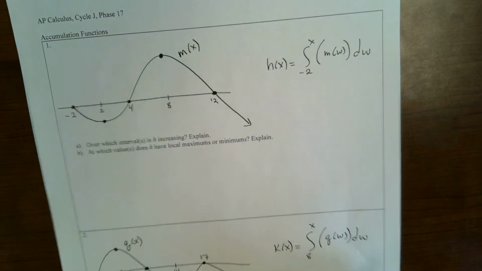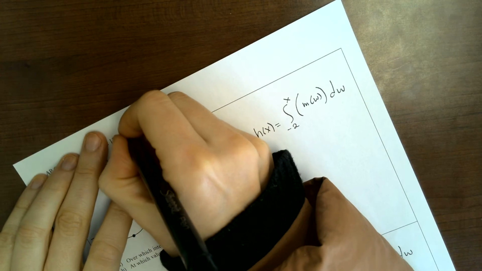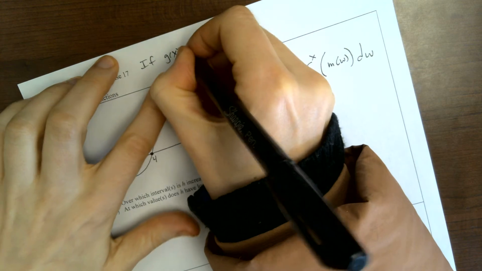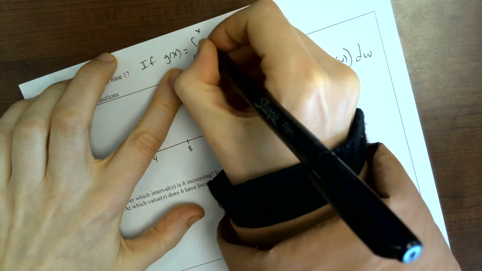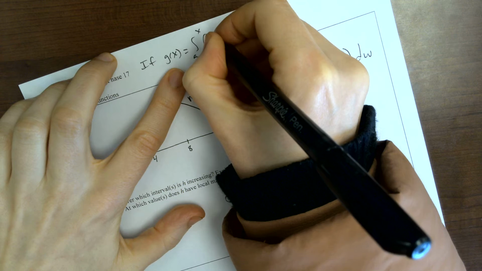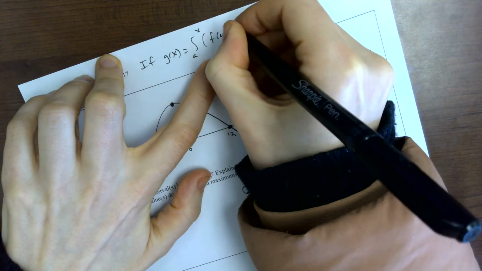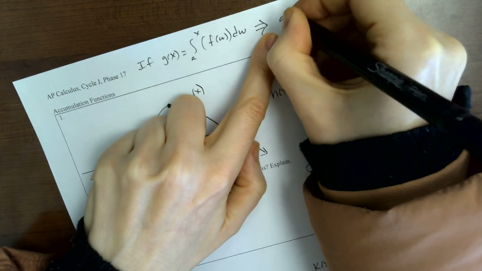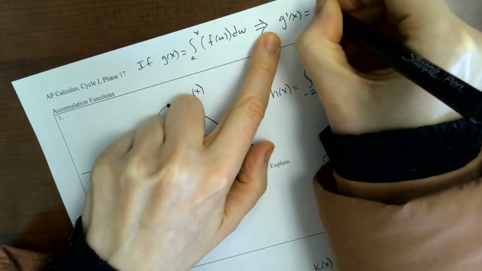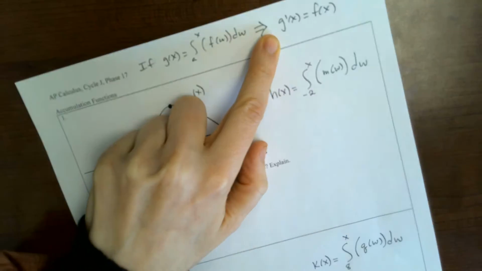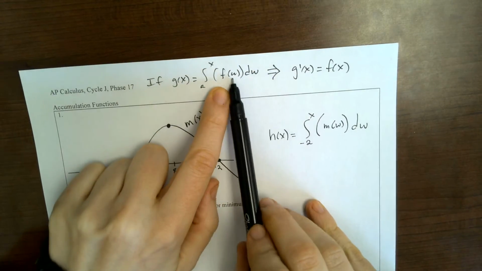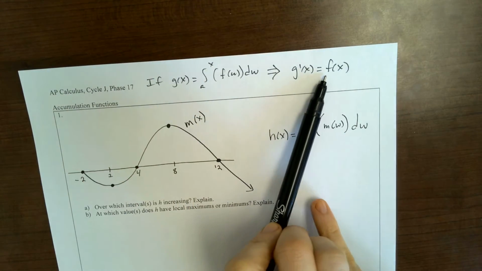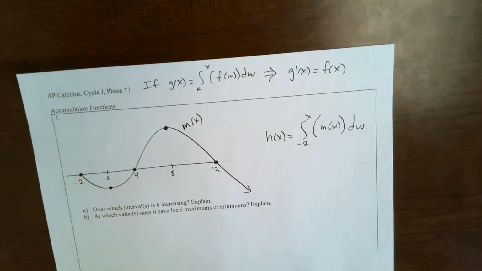All right, so let me say this basically. Up at the top, I'll say if g of x is the integral from a to x of f of w dw, then g prime of x is f of x. So remember, this w is a dummy variable, so x is the input variable. I just change it out right there when I write this as a derivative.